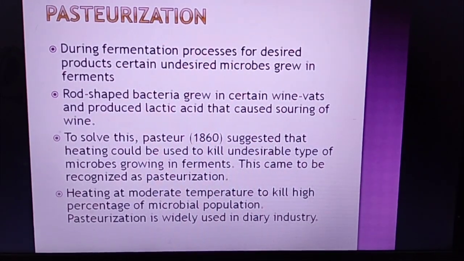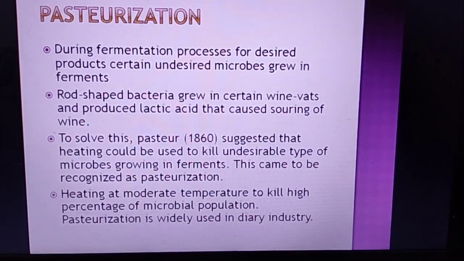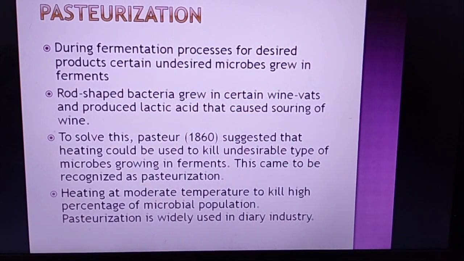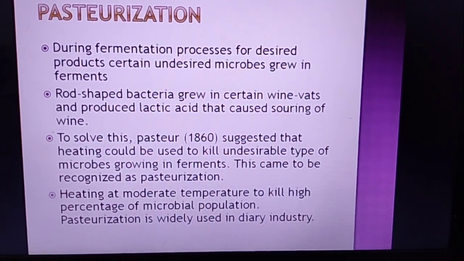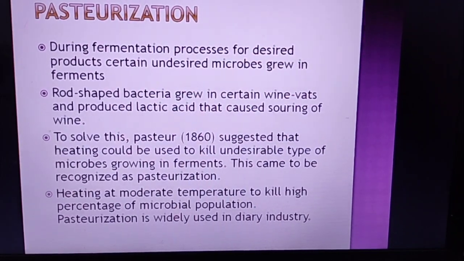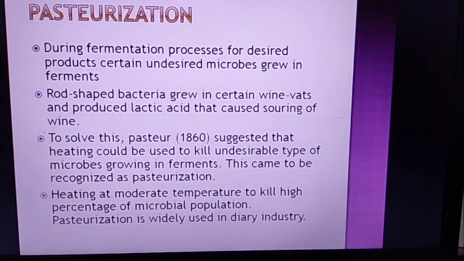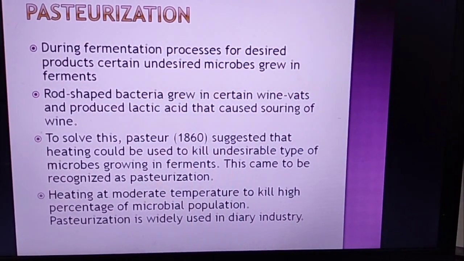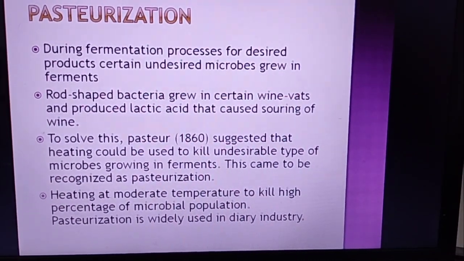For example, we can say during the production of wine, rod-shaped bacteria grew in wine vats and produced lactic acid that caused souring of the wine. So, the rod-shaped bacteria were unwanted and caused the souring of wine. It was reduced by introducing heating. By the heating process, the undesirable microorganisms were killed.